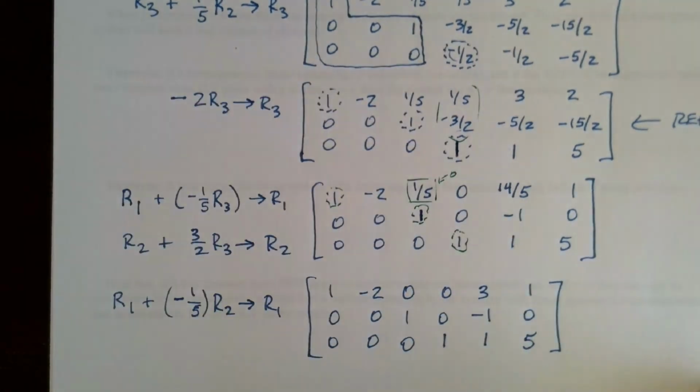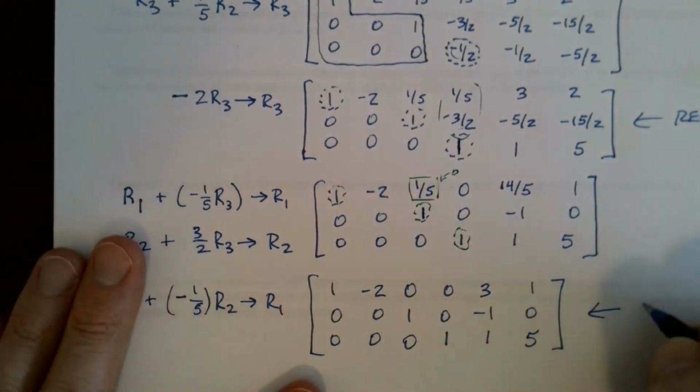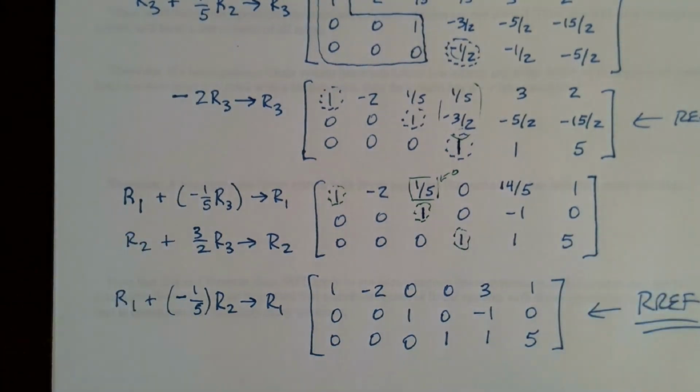Okay. And this is reduced row echelon form. That's the goal that you want to get to in this process of Gauss-Jordan. We go all the way down to the reduced row echelon form.